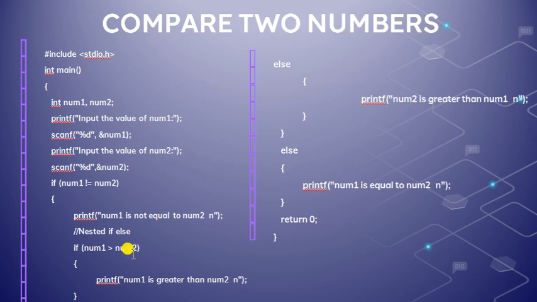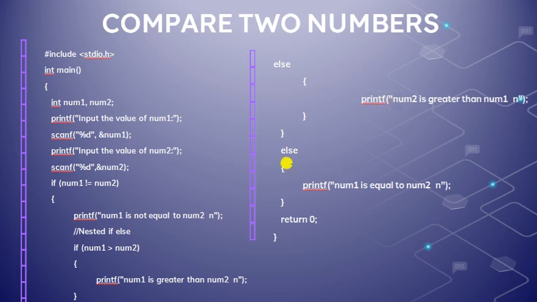Okay, then what will be the else part of this? We already checked num1 not equal to num2. Here we checked num1 greater than num2. So what will be the other possibility? In this else case, it consists of printf num2 is greater than num1, because num1 greater than num2 is not possible in the else case. So in the else case we are printing num1 not greater than num2, that is, num2 is greater than num1.